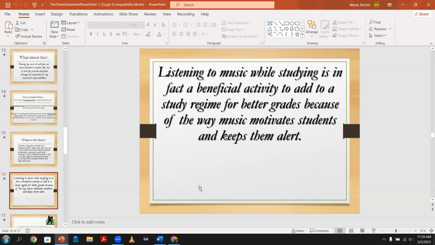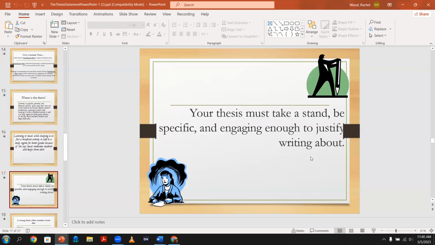It does explain what is going to be discussed. It is defensible because it has reasons. It has because the way music motivates students, because the way music keeps them alert, and why it's beneficial to add to a study regime. So you do have that information in your thesis statement. So your thesis has to take a stand. It has to be specific and engaging, enough to justify writing about.